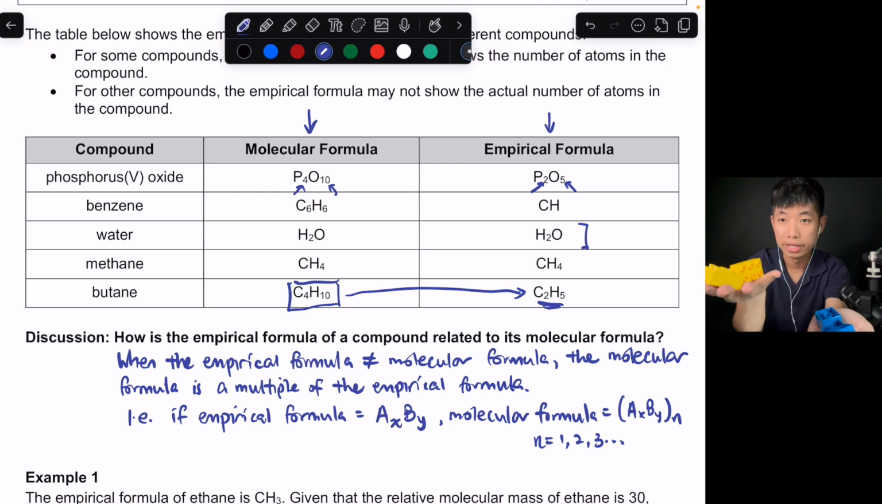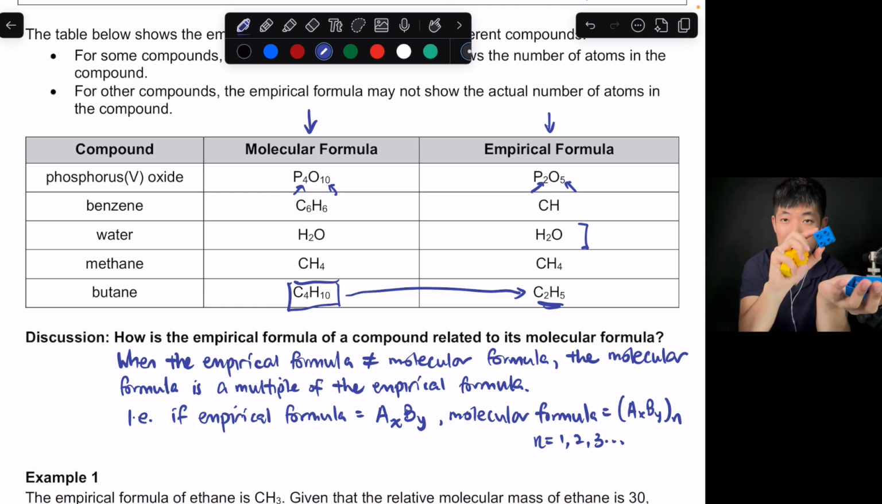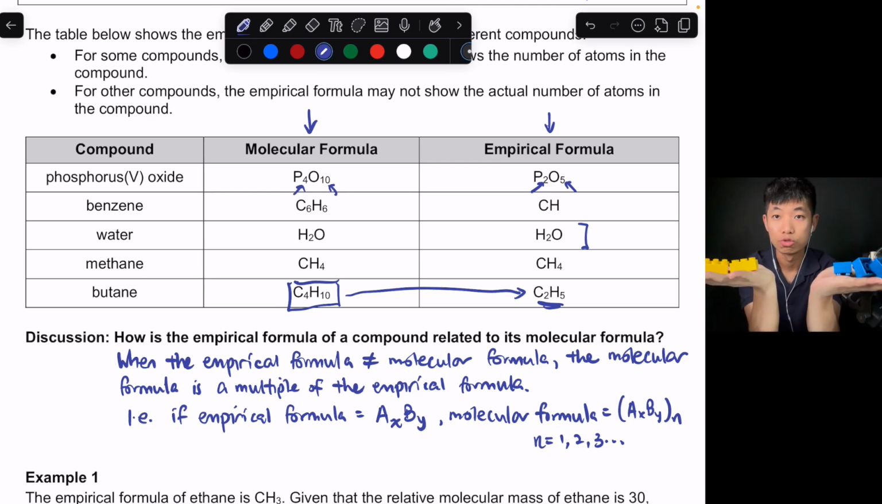I'll weigh this. And if I know the individual mass of one block, I will know how many blocks I have. I also weigh this. If I know the individual mass of one of these, I'll know how many of these I have. Then I'll find the ratio in which they are present in this compound. So for example, in this case, this is 2:3.